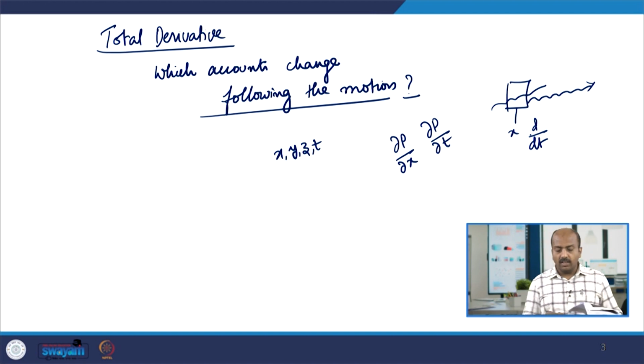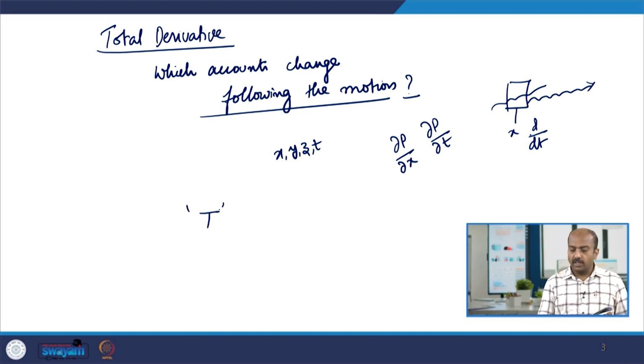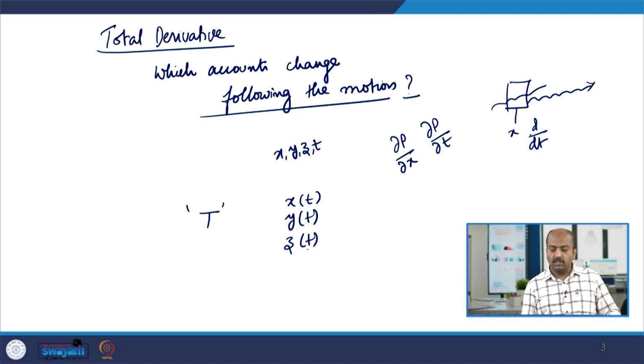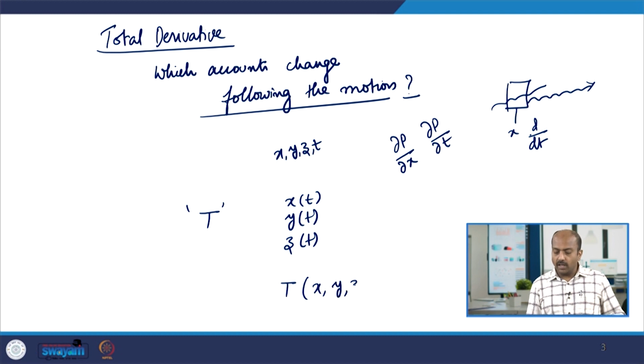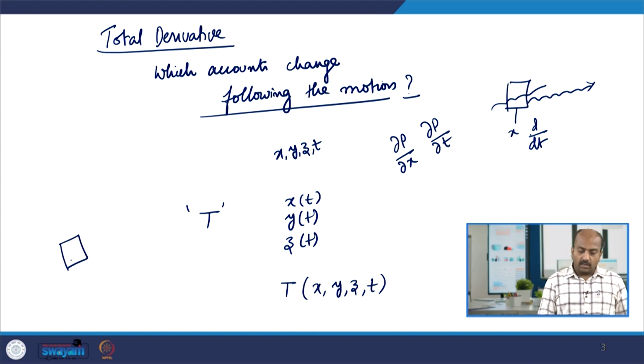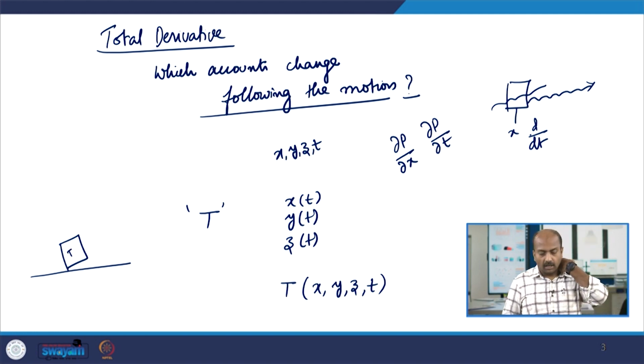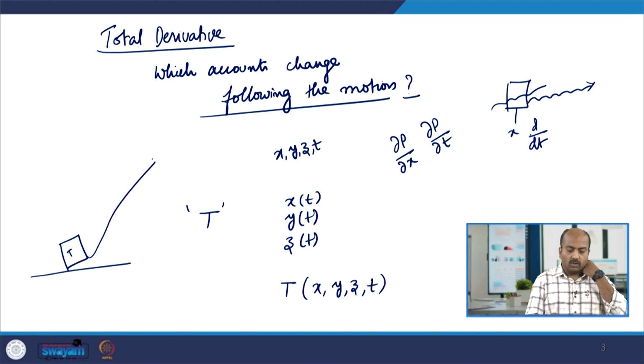So, let us assume a physical parameter capital T, which is the temperature. Now, we will say that the position is changing with respect to time: x is changing with respect to time, y is changing with respect to time, z is also changing with respect to time. That means temperature now will depend on x, y, z, t. If you imagine an air parcel sitting at the surface, its temperature is something. Now, if this air parcel is taken to a very high altitude, the temperature is something else.